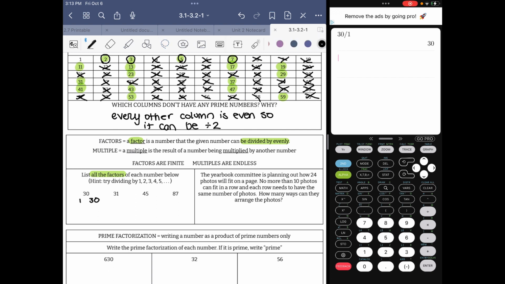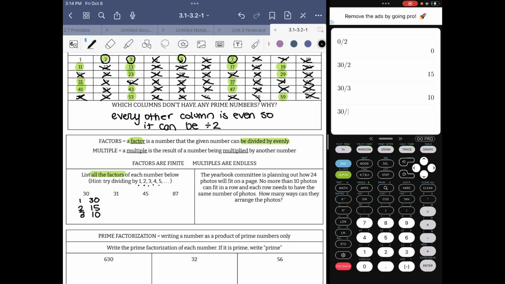Okay, so 30, what you're going to do is try dividing by 1, then 2, then 3, then 4, then 5, and you're just going to use your calculator to then do 30 divided by 2. 30 divided by 2 is 15. So 2 and 15 is a factor pair of the number 30 because they multiply to 30. 30 divided by 3 is 10, so 3 and 10.